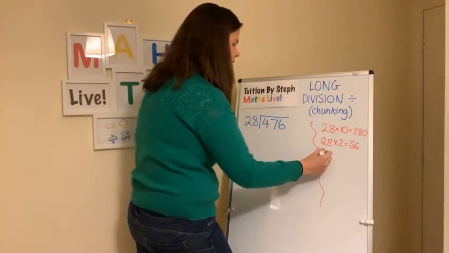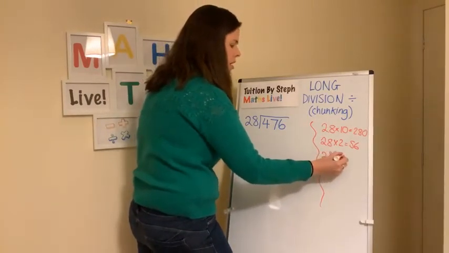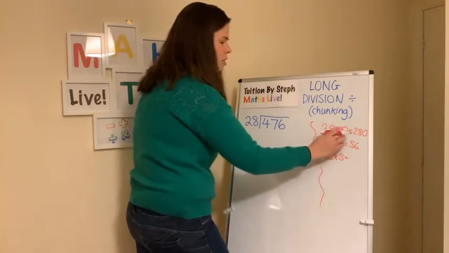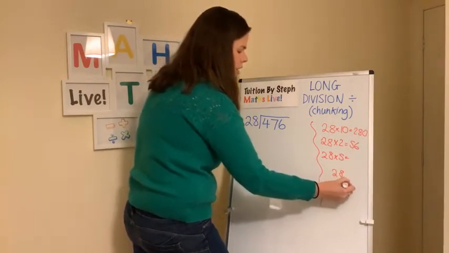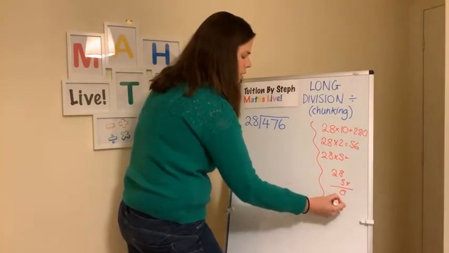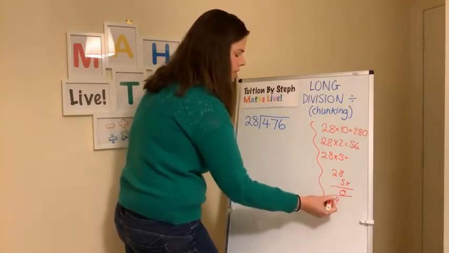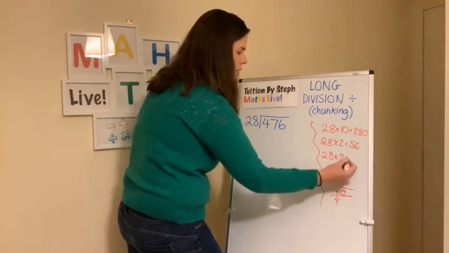So I'm going to think, right, what's 28 times by 5? Well, 28 times by 10 was 280, so it should be half of that. 5 8s are 40, 5 2s are 10. 140.